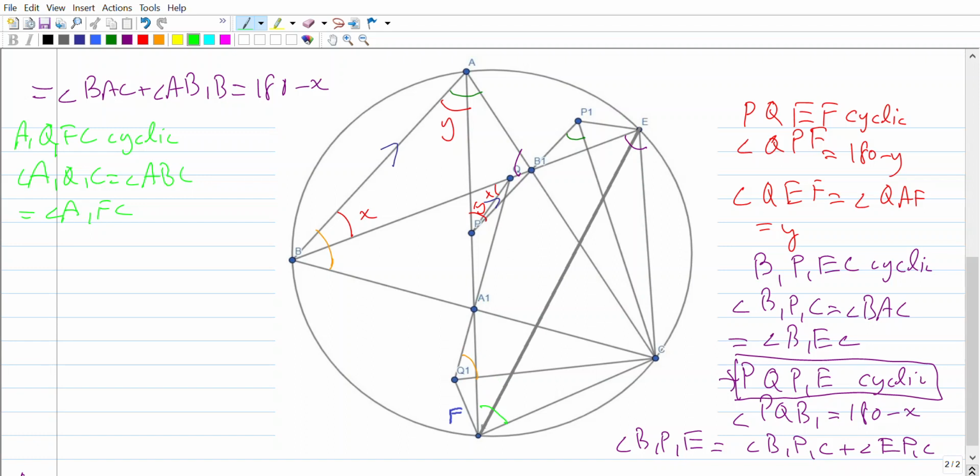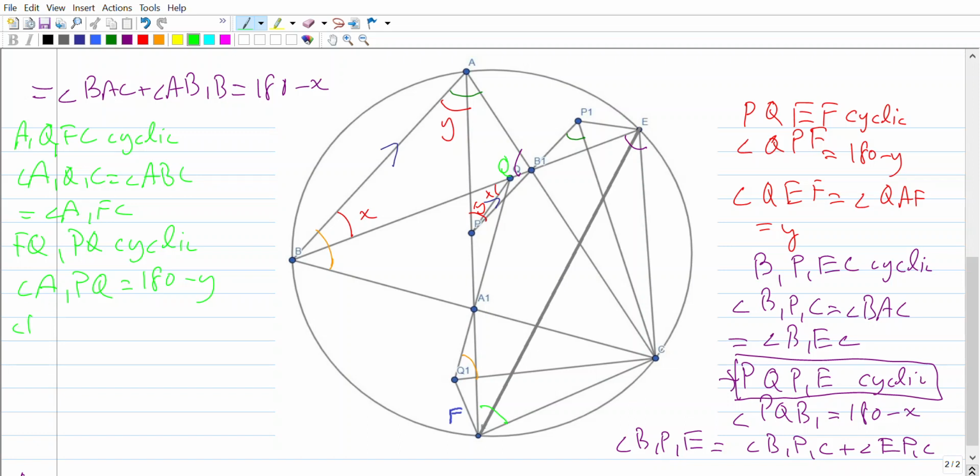Now, as we proved that PQP1E is cyclic, we'll be looking to prove that FQ1PQ is cyclic. So first of all, notice that angle A1PQ is equal to 180 minus Y. That's the straight line. So all you have to do is prove that angle FQ1A1 is also equal to 180 minus Y. Again, we divide it.